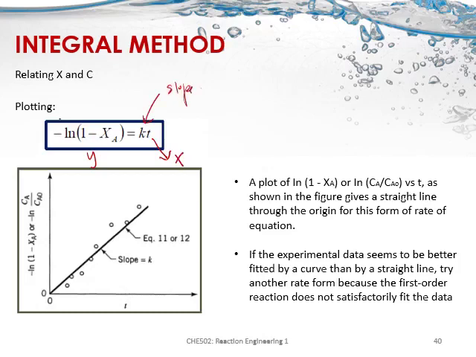Okay, you may read this description. A plot of ln(1 - X) or ln(CA over CA naught) versus T, as shown in the figure, gives a straight line through the origin for this form of rate equation. So this is for first order. If the experimental data seems to be better fitted by a curve than a straight line, try another rate form, because the first order reaction does not satisfactorily fit the data.